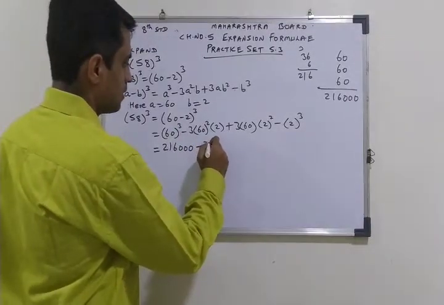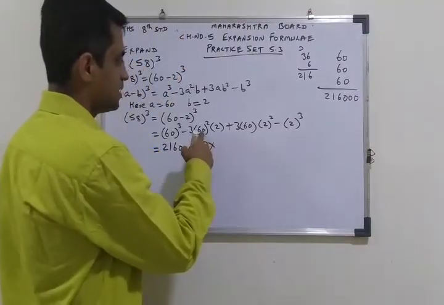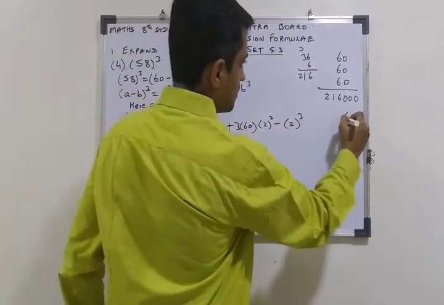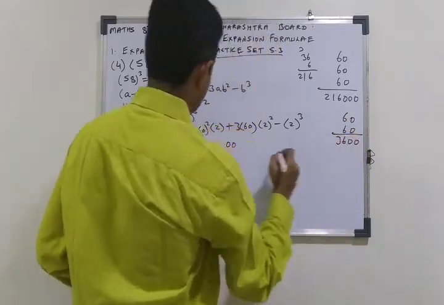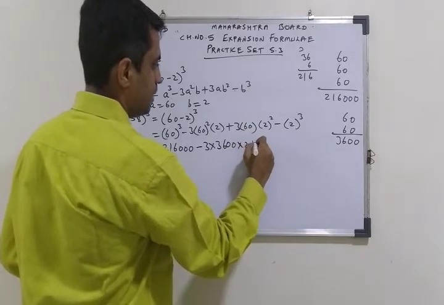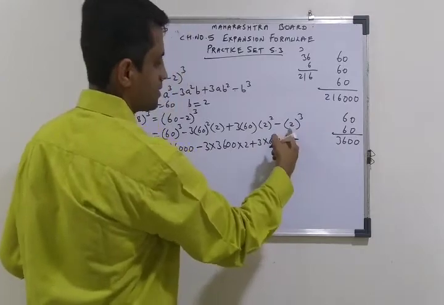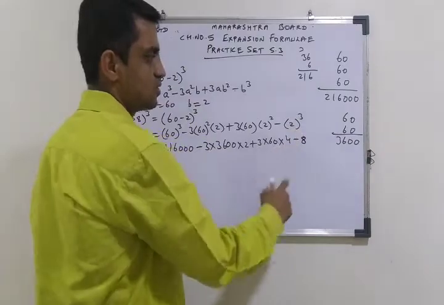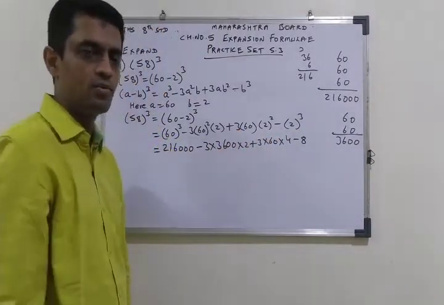minus 30 into 60 square. Don't do 60 into 60, use the shortcut. 60 square means 2 zeros will come, same like that way. This way 60 into 60, so 2 zeros are ready. 6 6s are 36. So what will we get here? 36 into 2 plus 3 into 60 into 2 2s are 4 minus 2 2s are 4, 4 2s are 8. Many students do 3 2s are 6. No, 2 cube means 2 2s are 4, 4 2s are 8. That way you have to do.